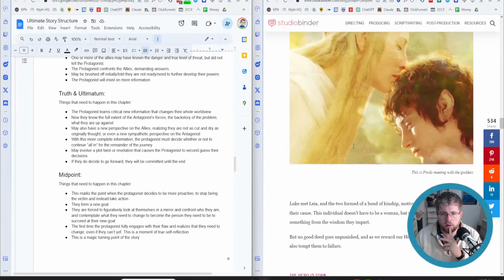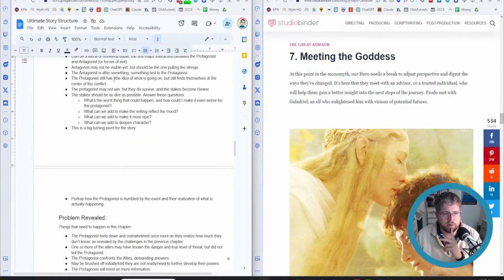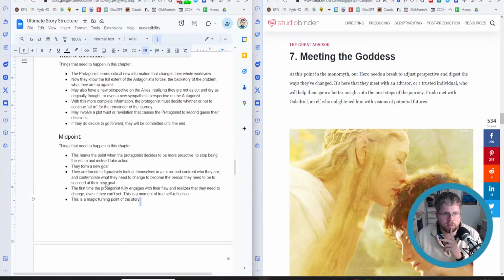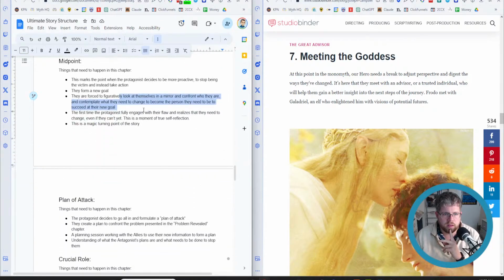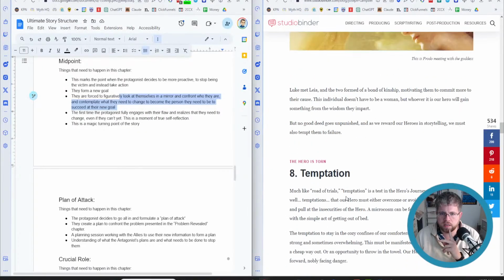Okay, so that all makes sense. There's definitely elements of that here between the first pinch point, problem revealed, truth and ultimatum, and midpoint. The midpoint is a highly reflective time. Figuratively look at themselves in a mirror, confront who they are, and contemplate what they need to change to become the person they need to be to succeed at their goal. Which kind of sounds like the atonement with the father section.